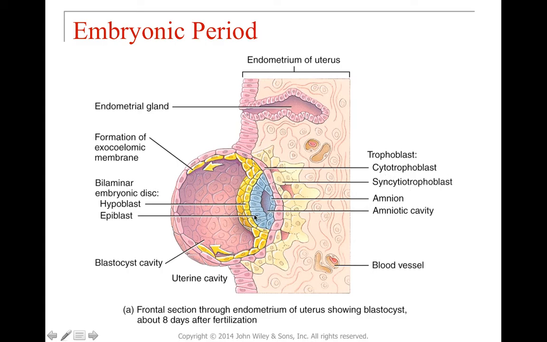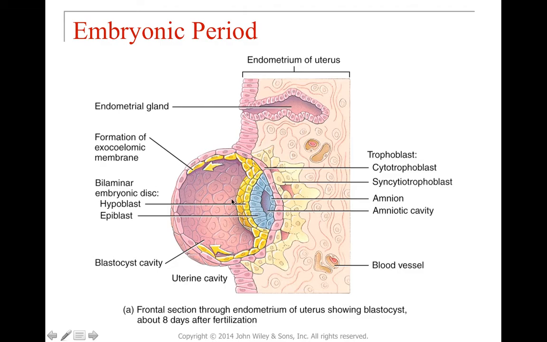syncytiotrophoblast. Also, points of interest here, this is the epiblast, which is going to line that amniotic cavity. This here is the amniotic cavity, and then this section is actually the amnion. We are also going to be making something called the exocoelomic membrane, and that's forming directly here, coming from this hypoblast region.